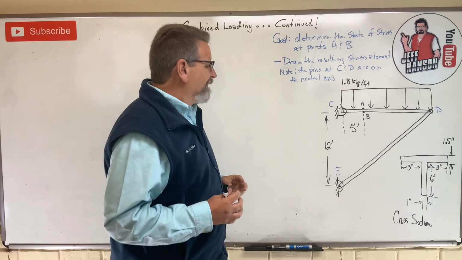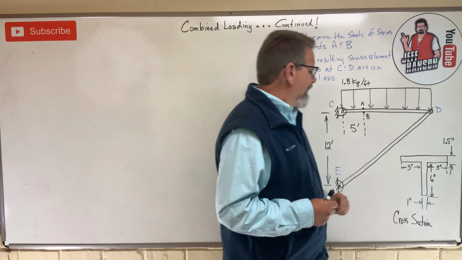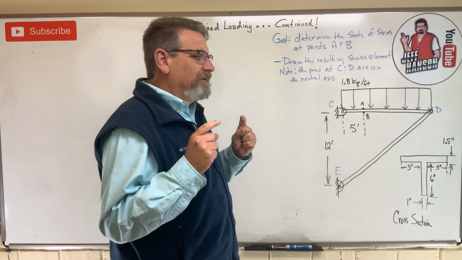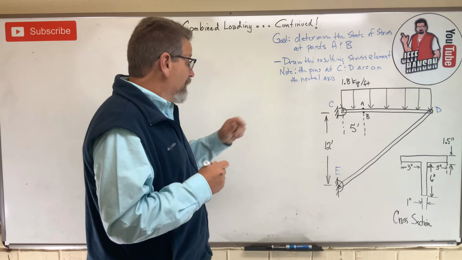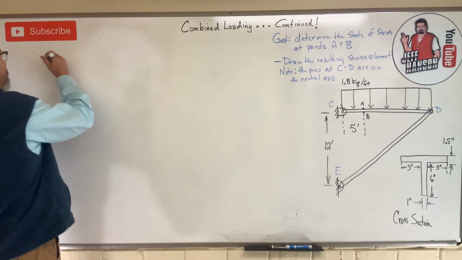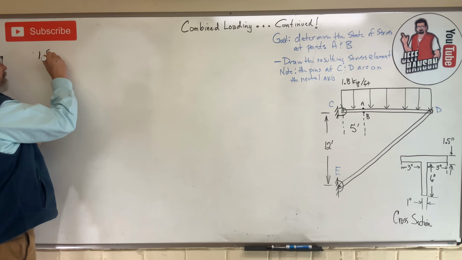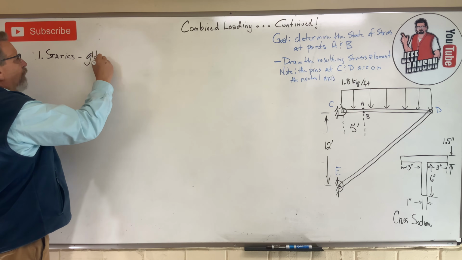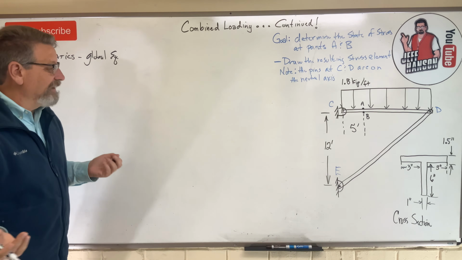When you get a problem like this, the first thing I want you to do, now we know the cross section of this beam looks like that, okay? But the first thing I want you to do is think of an attack strategy. How would I solve this? So here's what I'm seeing to solve this problem. Step one is a statics problem. Find global equilibrium, okay? That's the first step.